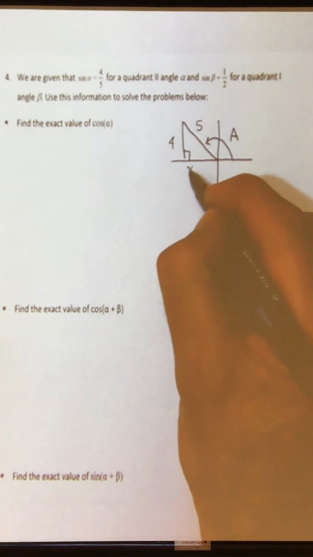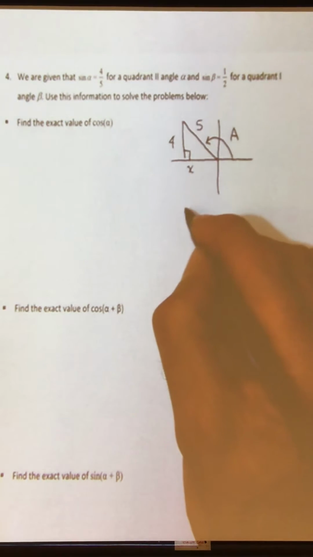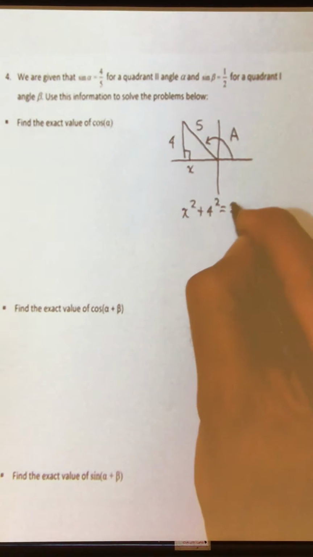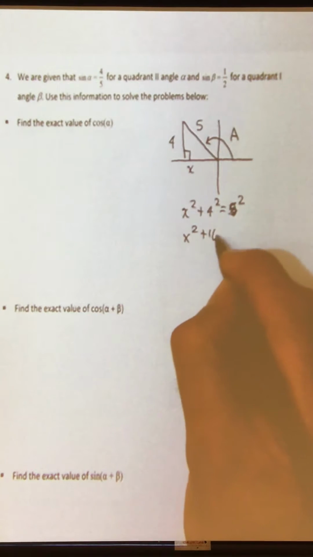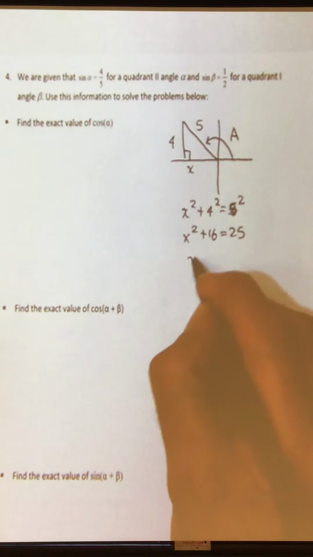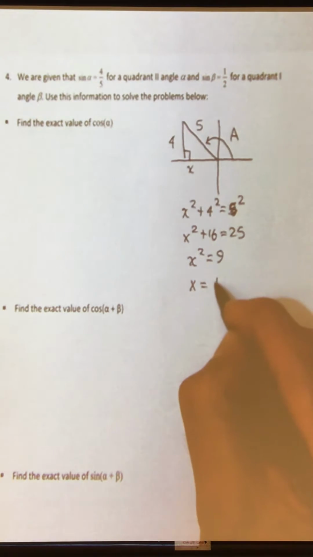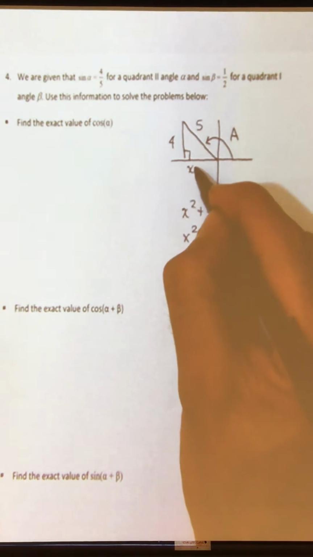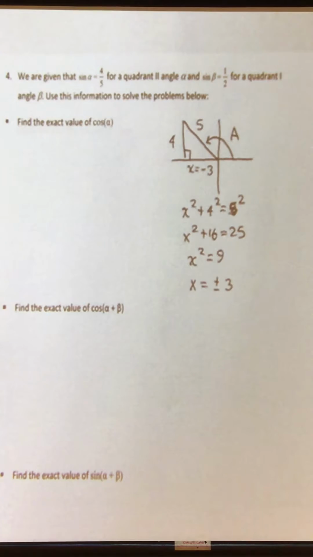That means we can find the length of the side of the triangle x. We use the Pythagorean theorem there. So x squared plus 4 squared is equal to 5 squared. So x squared plus 16 is 25. X squared equals 9. Taking the square root gives you plus or minus 3. We choose the value of -3 because we are in quadrant 2. So the negative sign here means that we're left of the y-axis.